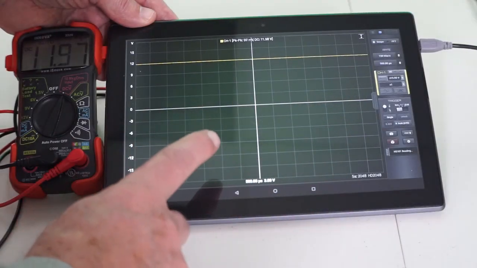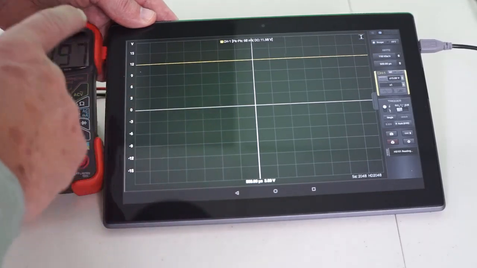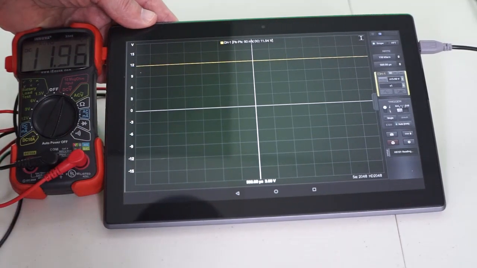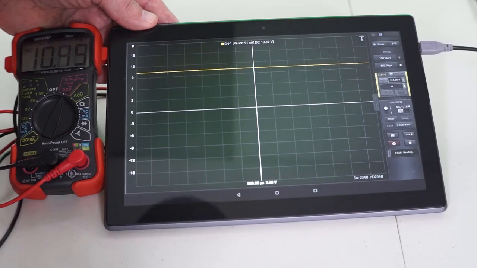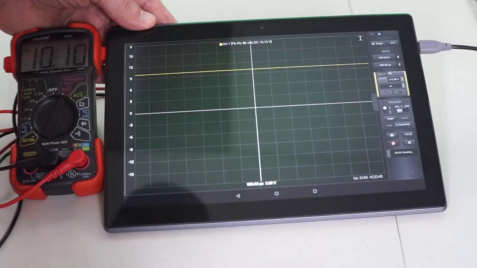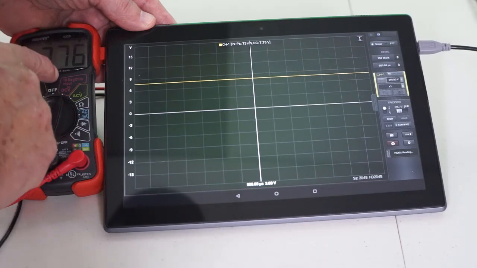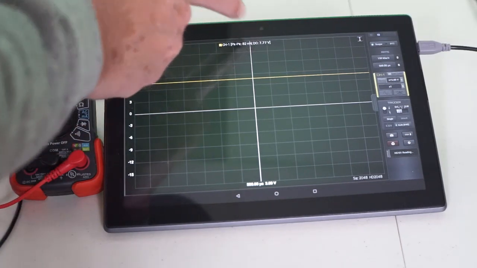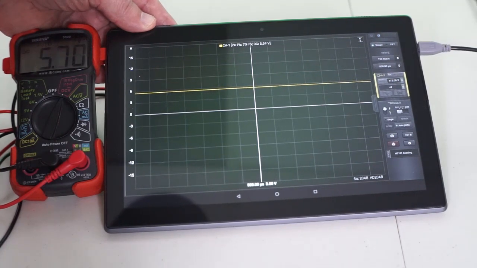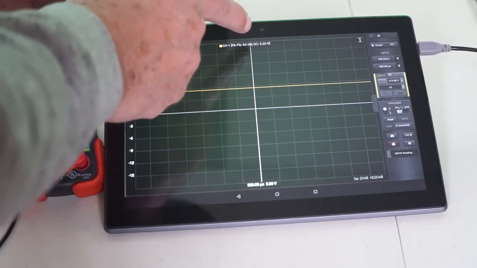I want to demonstrate two things with this test. One is how well the HS101 Pro can follow through the range of voltage. 11.97. 10.10, 10.10 at the top center. 7.76, 7.76 at the top center. 5.50, 5.50 at the top center.